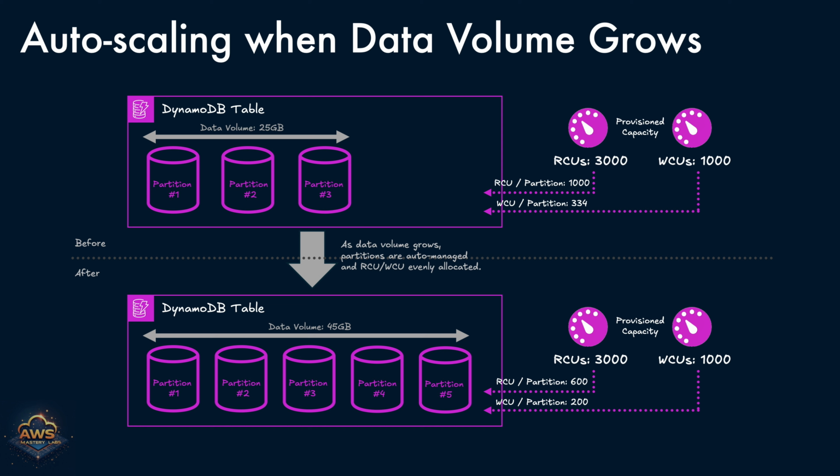The provisioned throughput units are now distributed more evenly across the 5 partitions, giving each one 600 RCUs and 200 WCUs. This part of the illustration reinforces the point that data volume directly influences partition count, and that DynamoDB automatically handles this under the hood to scale seamlessly as your application grows.